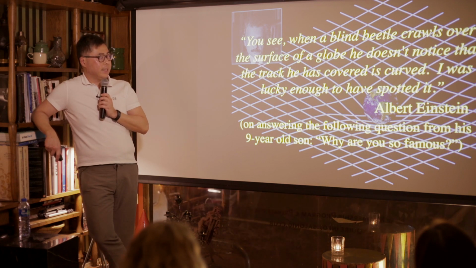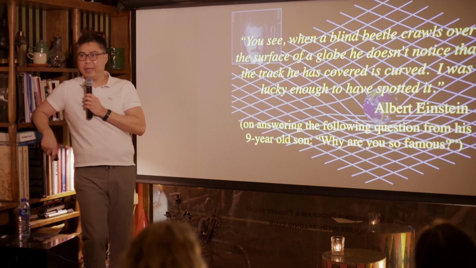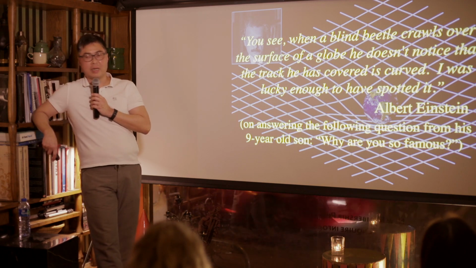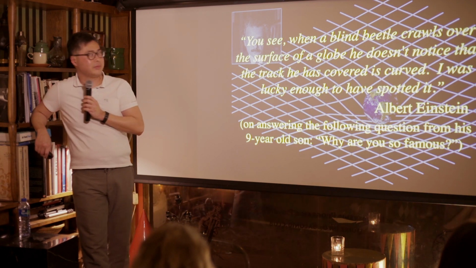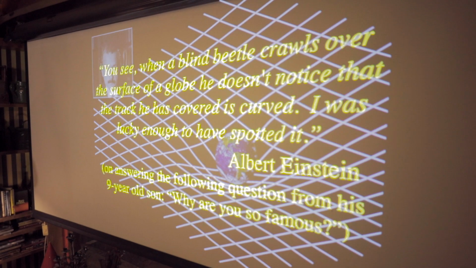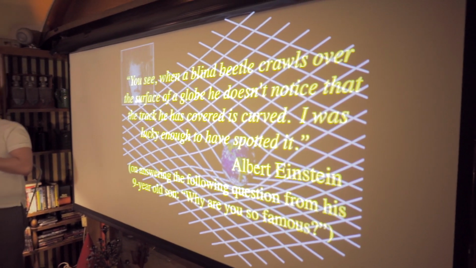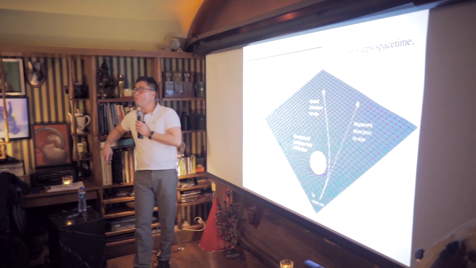This is one of the quotes of Einstein in trying to explain his work to his son, on his son asking, "Why are you so famous?" Einstein replied, "Well, when a blind beetle crawls over the surface of a globe, it does not realize that the globe is not flat. It's curved. I noticed that the globe is curved." By that he means that space-time is warped.